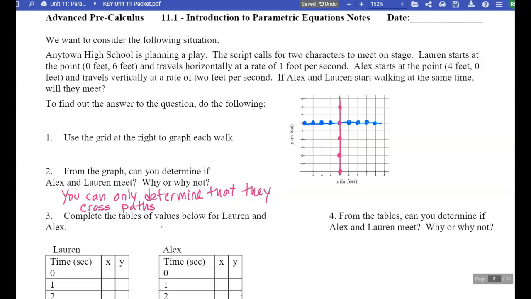Not whether they meet. Because time is not plotted.